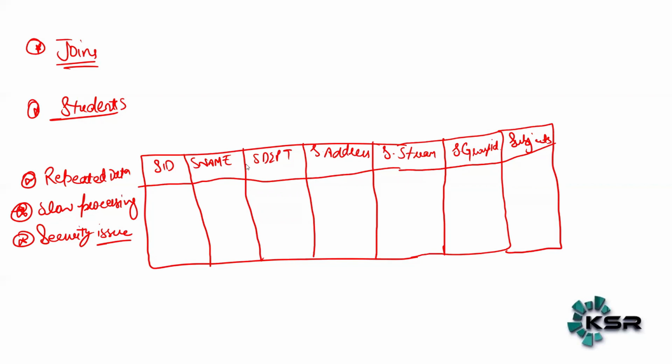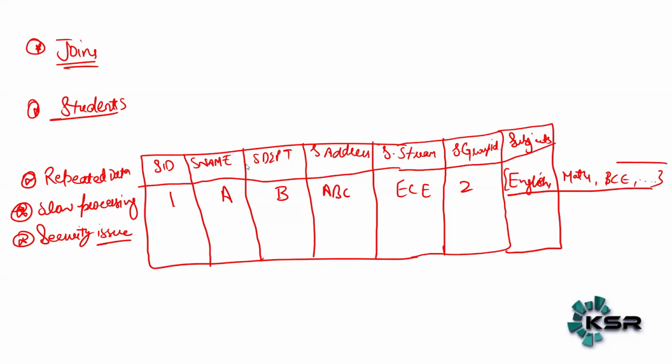So whenever, think like this. Suppose you have student 1, student name A, department B, address ABC, stream ECE, group ID 2, and subject English. Can you store objects like English, maths, BCE and so many other things in a flat table? You can't store objects in tabular format, right? Here you can store only strings.